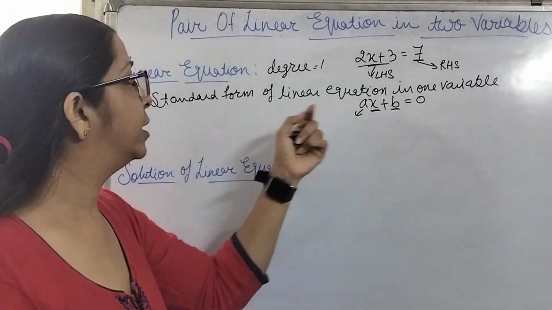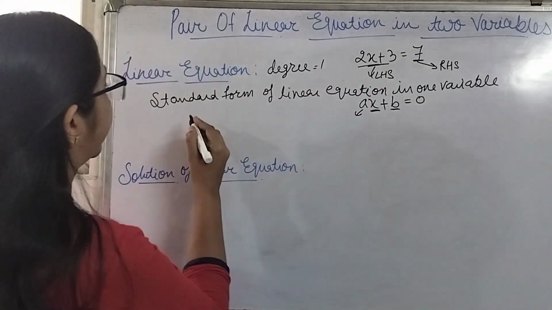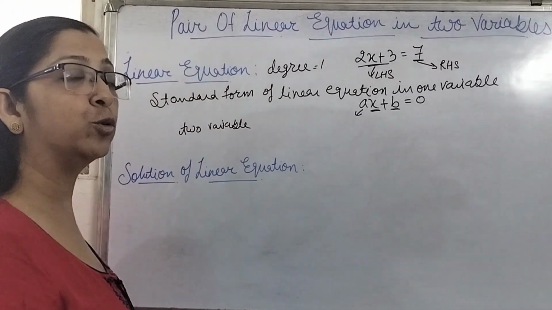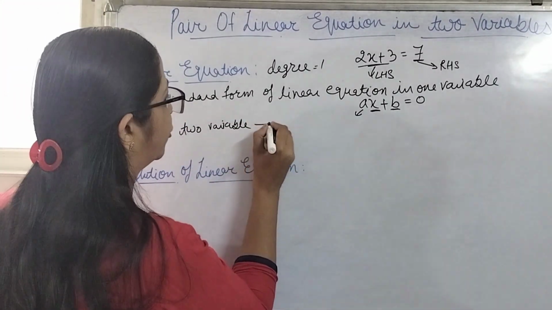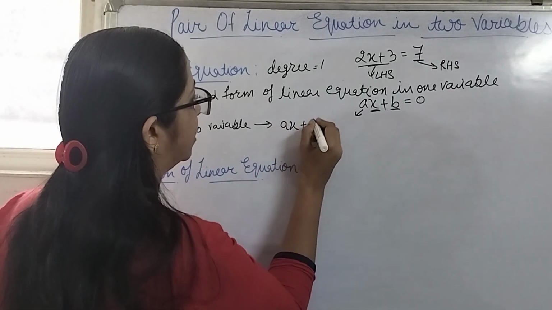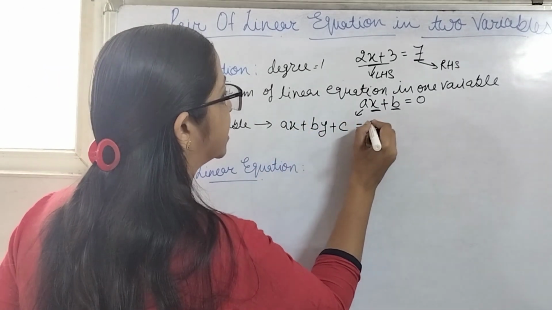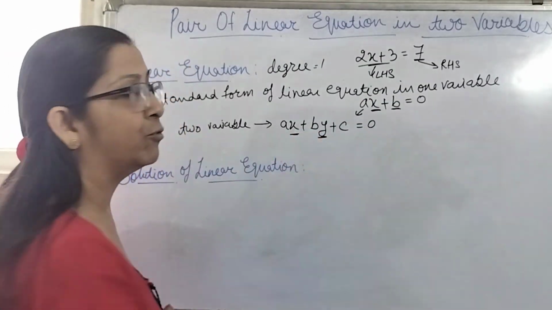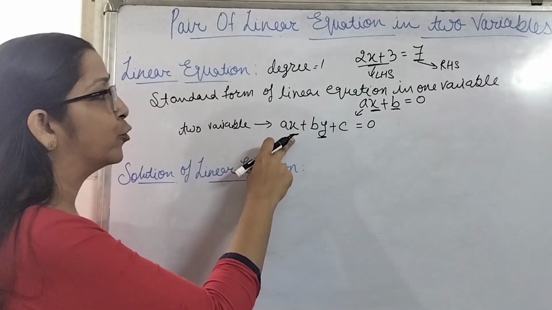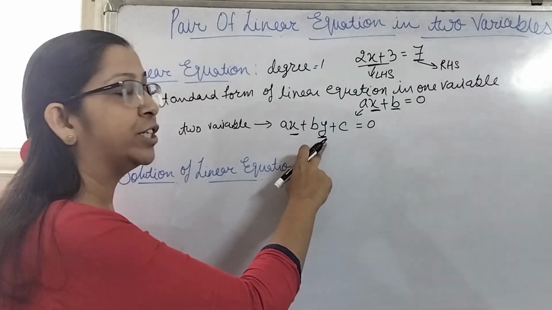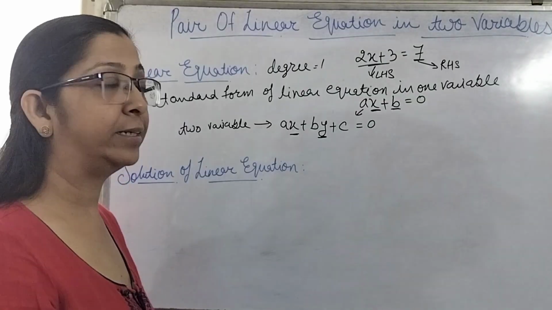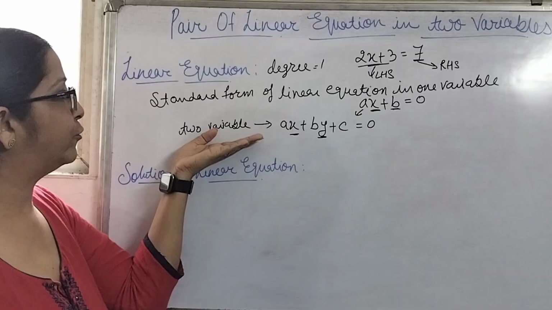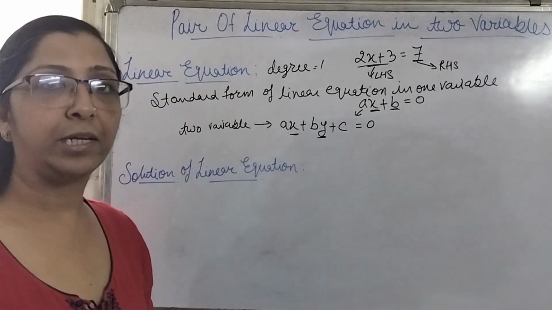Now the standard form of a linear equation in two variables: instead of one variable, if we take two variables, then the standard form will be ax plus by plus c equals 0. Here one variable is x and the other variable is y. a is the coefficient of x, b is the coefficient of y and c is the constant term, where a, b, c are any real numbers. This is the standard form of a linear equation in two variables.